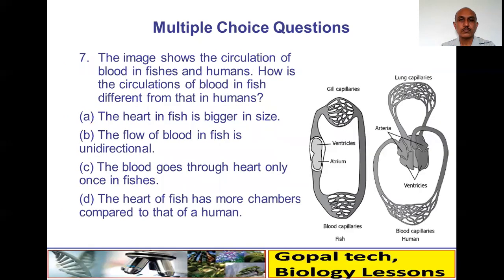Next question. The image shows the circulation of blood in fishes and humans. First diagram, fish. Second diagram, human. How is the circulation of blood in fish different from that in humans? Read all the options, pause the video, write the answer, check it.